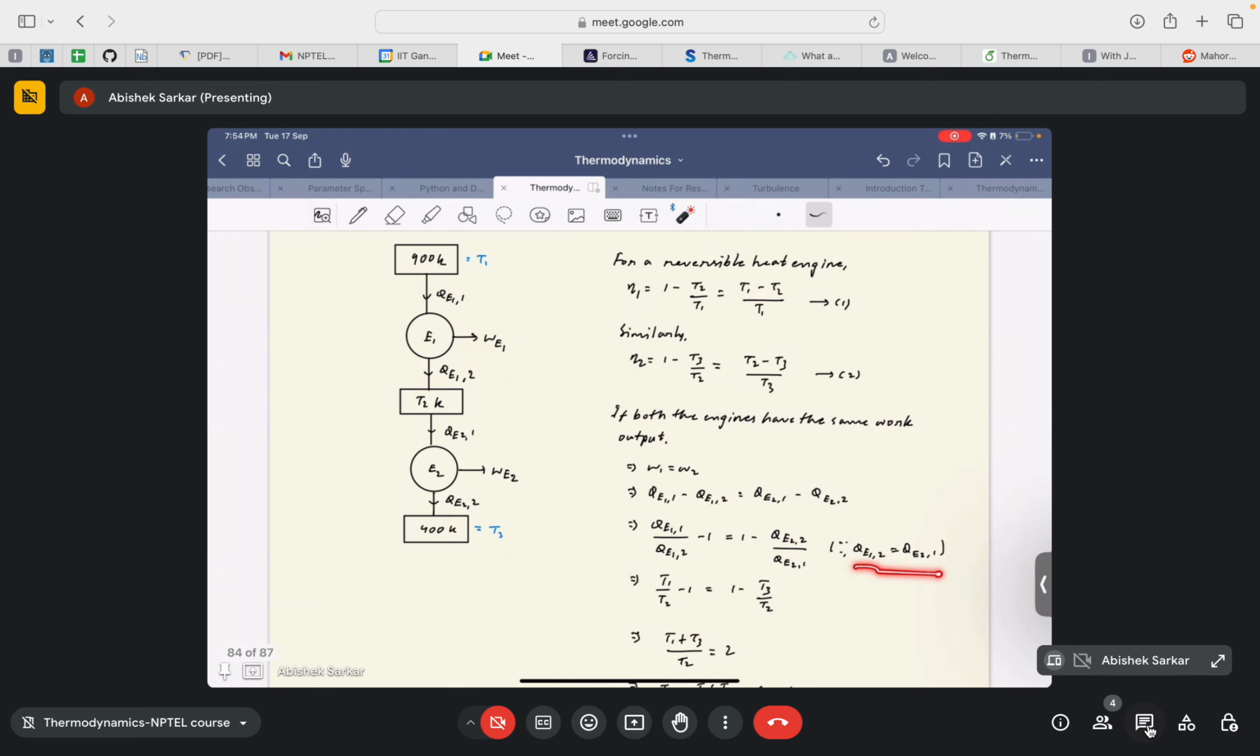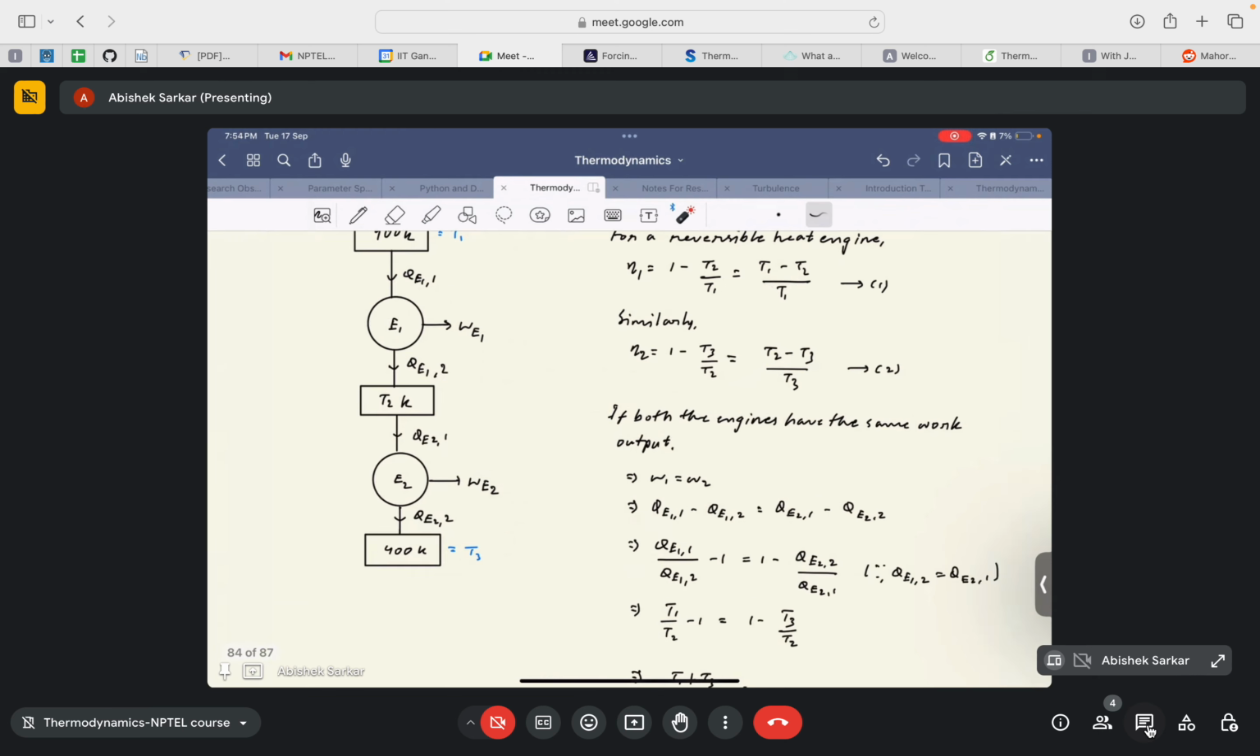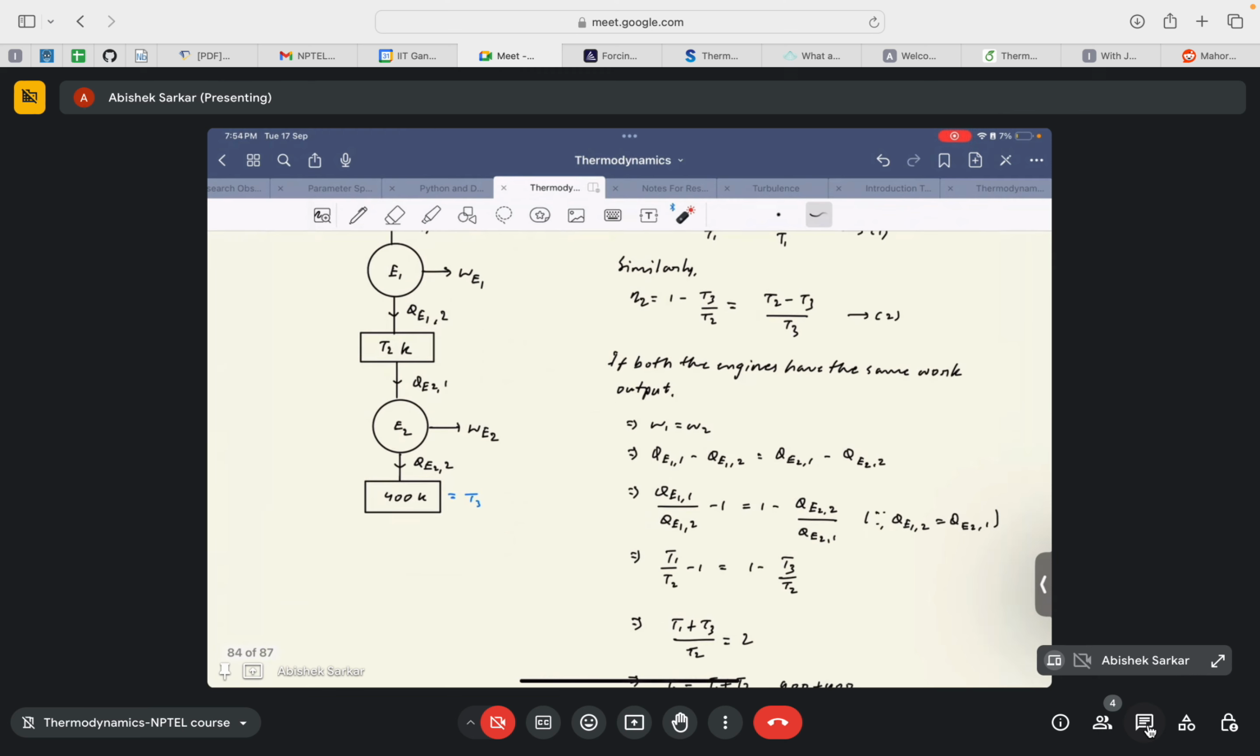Then we can divide this equation by this and this equation by this. If we take it in the denominator, we'll have QE11 by QE12 minus 1, which will equal 1 minus QE22 by QE21. And since this is a reversible heat engine as mentioned in the question, QE11 by QE12 would be equal to the temperature ratios, right?